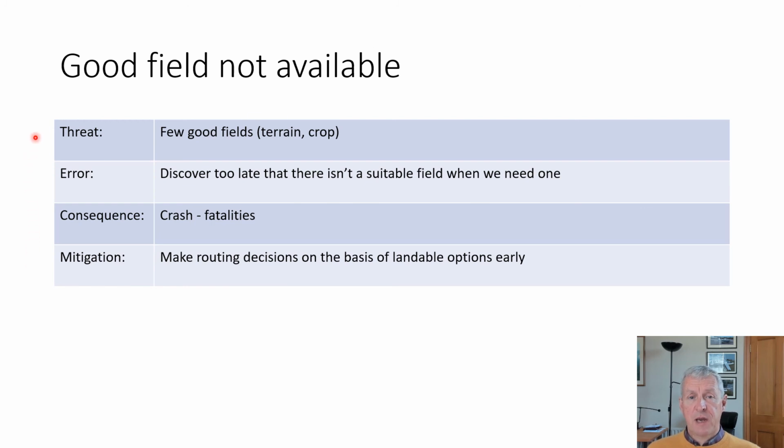So the good field, okay. Maybe there are a few good fields, either because the terrain is bad or because what fields there are full of crop. And there's an error associated with that threat, which is that we discover too late that there isn't a suitable field when we need one. And the consequence is a crash, maybe with a fatality. And the mitigation, though, is planning ahead. We make the routing decisions where we're going to fly on the basis of where the landable options are, and we don't go into places where there aren't any landable options.